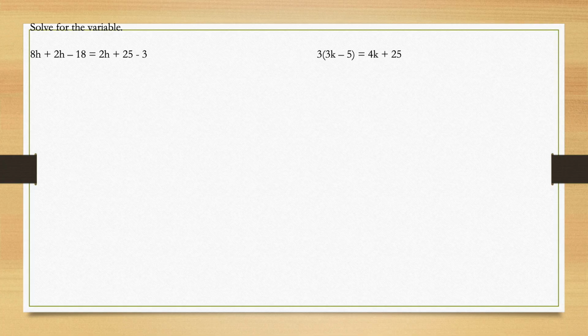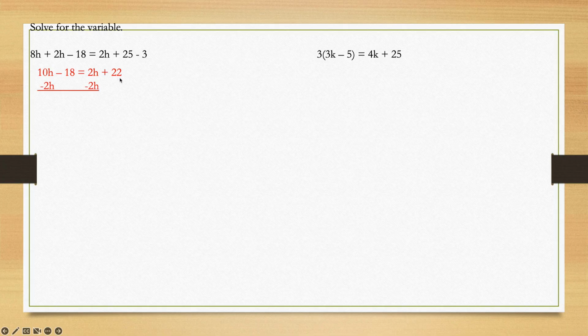Okay, assuming you did stop and start, we're ready to go here. This is the same side, same operation situation. On the left, we can get our h's together, and on the right, we can get our numbers together. So 8h and 2h make 10h, minus 18 is 2h plus 22.